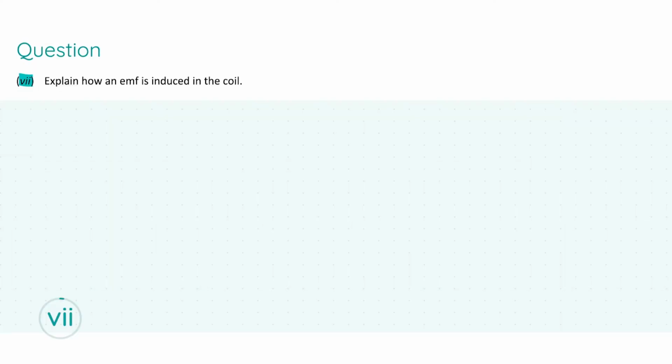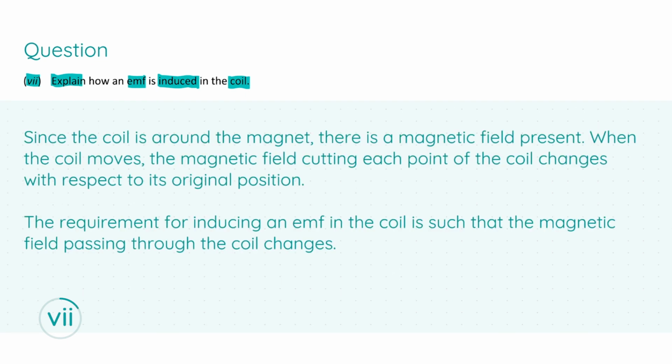Now in part 7, we're asked to explain how an EMF is induced in the coil. And the simple explanation can go as follows. Since the coil is around the magnet, there is a magnetic field present. When the coil moves, the magnetic field cutting each point of the coil changes with respect to its original position. I'm just going to highlight there that the coil moves. This is a key part here to inducing the EMF. Now we know that the requirement for inducing an EMF in the coil is such that the magnetic field passing through the coil changes, and hence an EMF is induced in the coil.